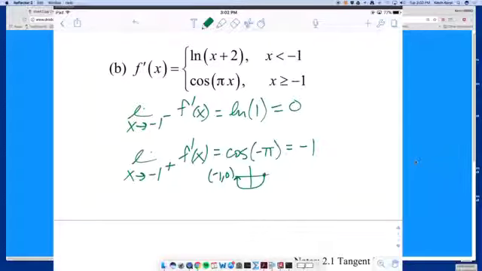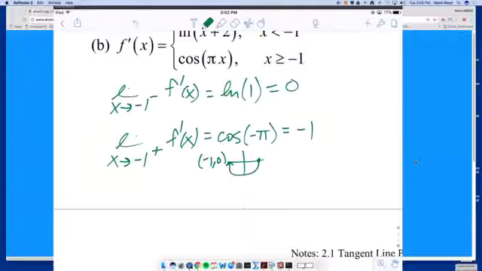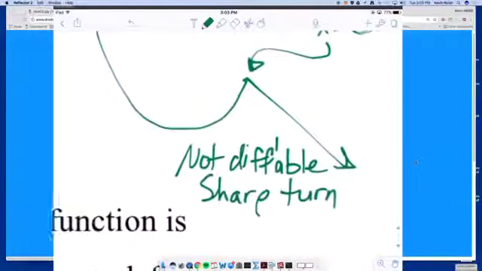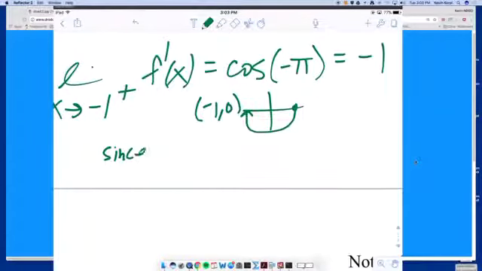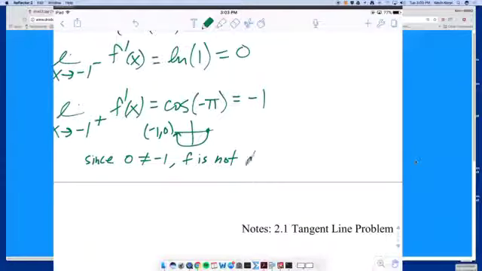Does 0 equal -1? No. So the slopes are not making an effort to merge into each other. It's still connected, but the slopes aren't the same. So that's going to look kind of like this did up here. So now we're going to say, since 0 does not equal -1, comma, f is not differentiable or diffable. F is not diffable at x equals -1. It's continuous still, but not differentiable. It's connected, but not connected how?